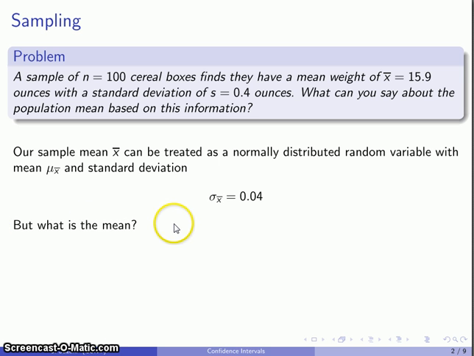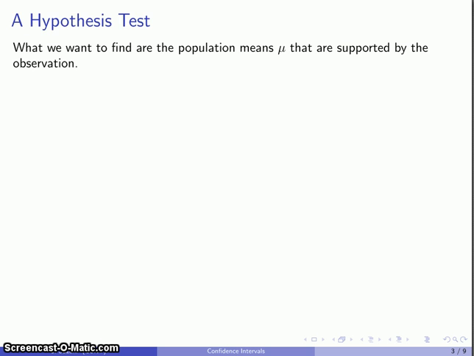What about our mean? What about the mean of the sample mean? To see where we get this, we go back to the central idea behind hypothesis testing. The key question is, we want to find the population means that are supported by the observation. Equivalently, we want to find the population means that we cannot reject on the basis of what we have observed.